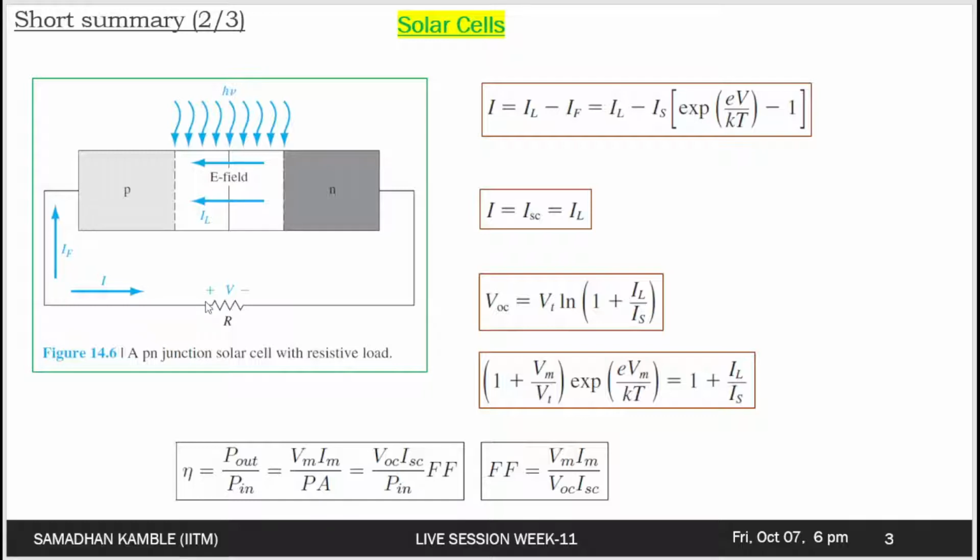The forward bias voltage produces a forward bias current IF as indicated in the figure, and the net PN junction current in the reverse bias direction is given by IL minus IF. So the load current minus the forward bias current, IL minus IF. IF we know is given by this particular form, so the net current is given like this. There are two limiting cases of interest, two extreme cases. The first is the short circuit condition.